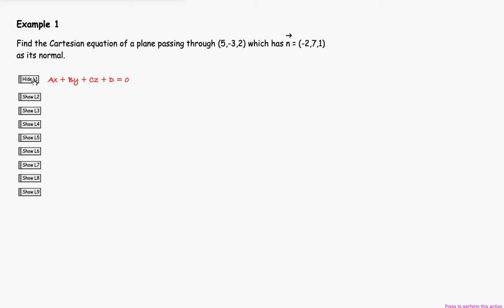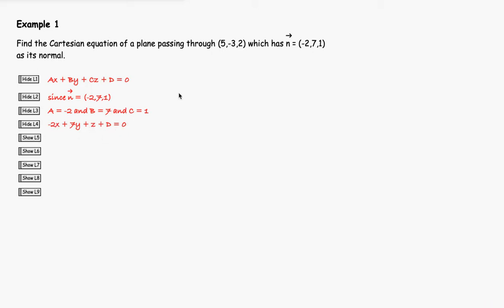The normal to the plane will tell us what a, b, and c should be. So we know the normal is -2, 7, and 1. So I now know that A is -2, B is 7, and C is 1. I will now plug those in to my equation. I will get -2x plus 7y plus z plus d is 0.